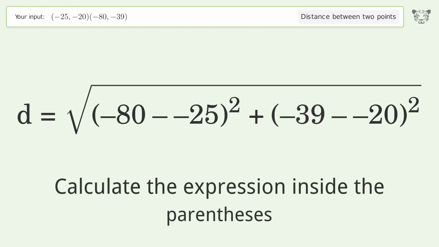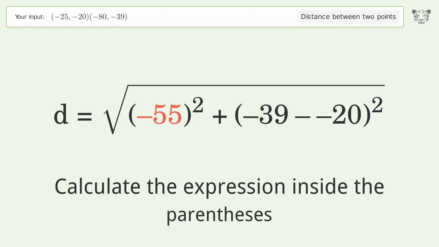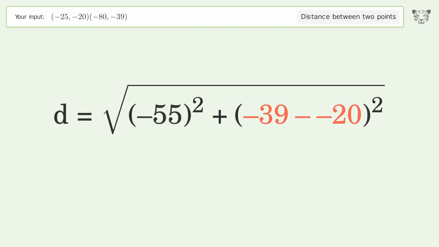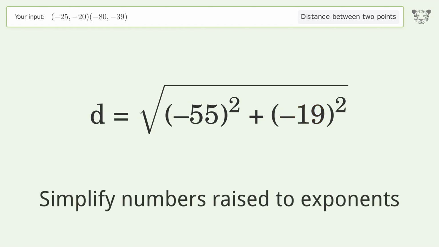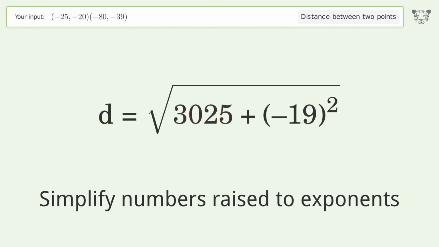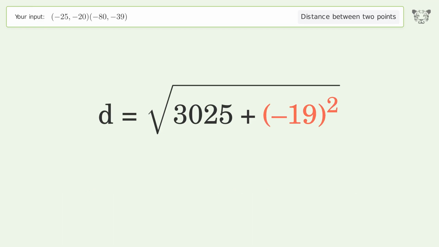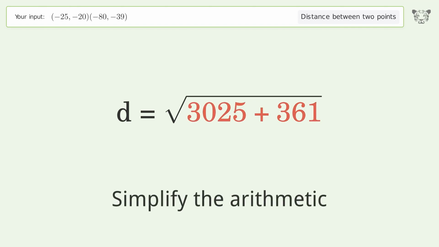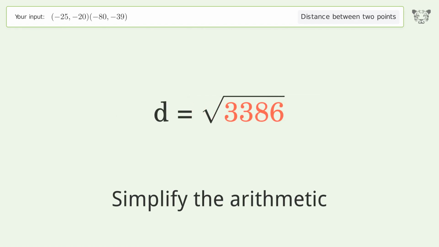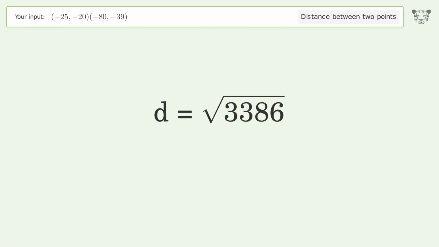Calculate the expression inside the parentheses. Simplify numbers raised to exponents. Simplify the arithmetic. And so the distance between the 2 points is the square root of 3,386, or 58.189.